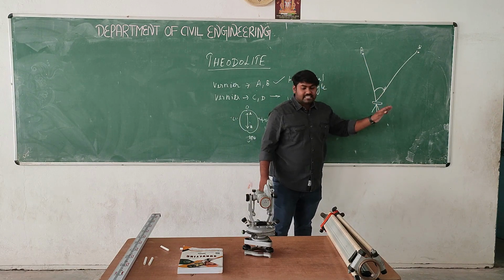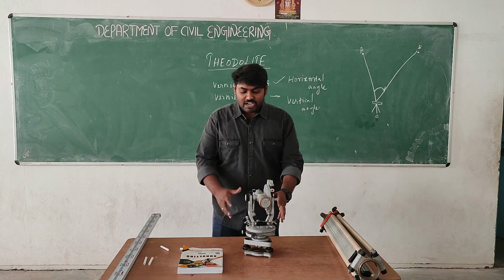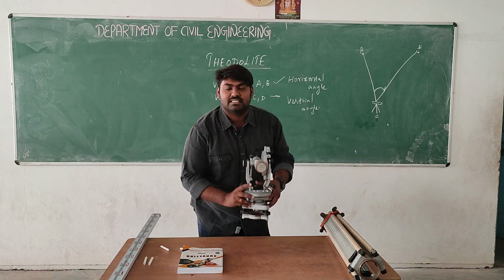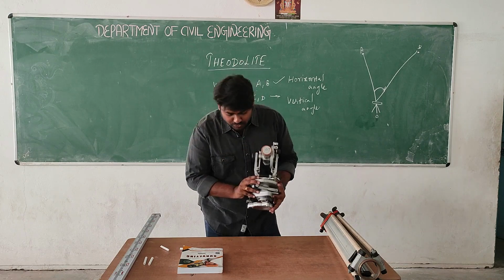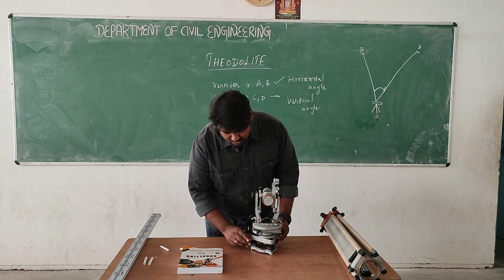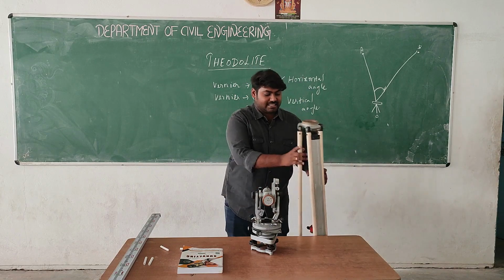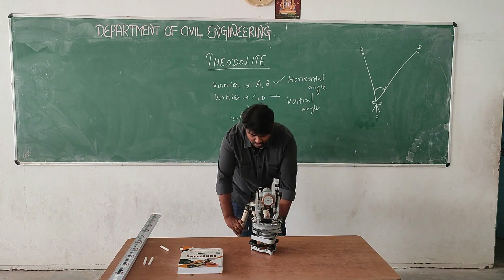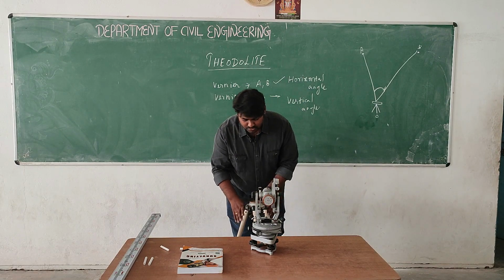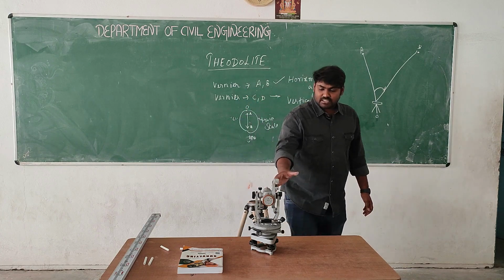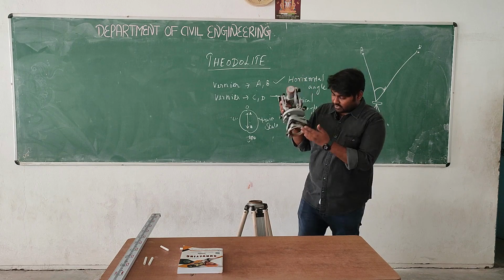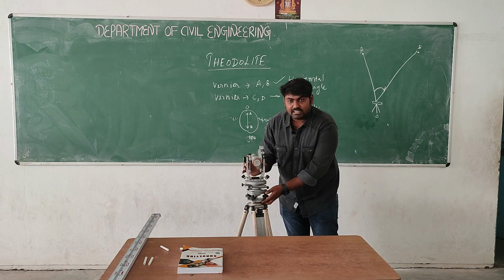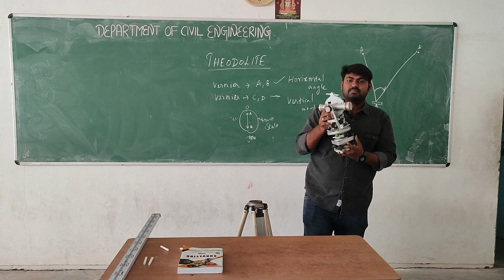In that we have preliminary adjustments before fixing this theodolite. There is the theodolite. Before fixing the theodolite, we have to place its tripod, at whatever location we have to fix this theodolite. There are screws with which we can tighten the tripod, and we have to fix the theodolite.